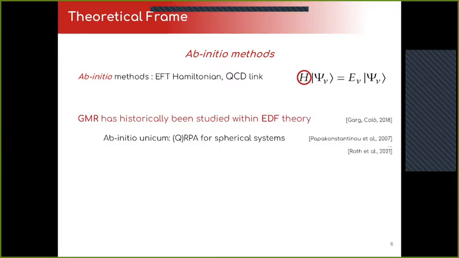And giant monopole resonance, on the other hand, has mostly been studied within energy density functional theory, because this is typically more computationally affordable, and mostly within a framework called quasi-particle random phase approximation. This method has been very scarcely used for a few cases of interest in the ab-initio domain as well, but only for easy spherical systems. So, as I was saying, these are the seminal works I was referring to before.